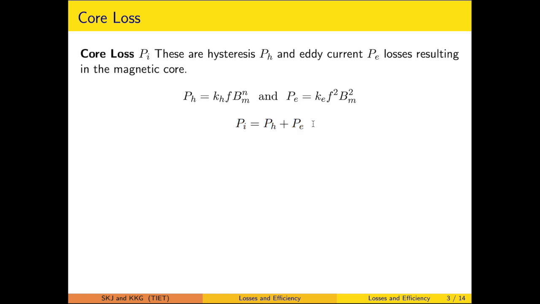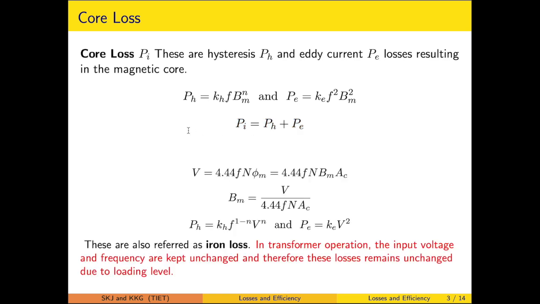So the total core loss, which is regarded as the iron loss, is the sum of these two. For the transformer, we have already discussed that the induced EMF is related by the term 4.44 F phi m N. F is the frequency, N is the number of turns in the winding. Likewise, phi m is referred to as Bm into AC, where AC is the area of cross section.